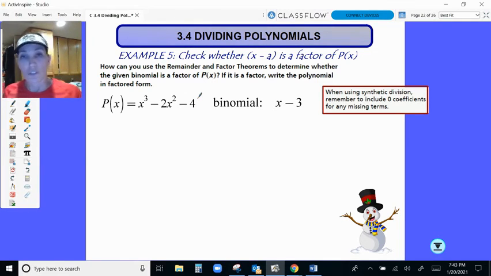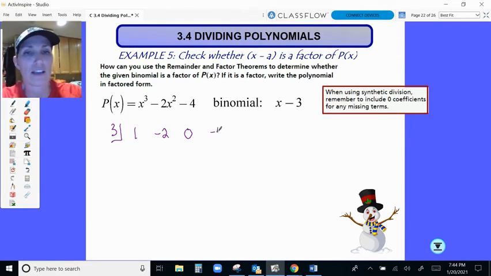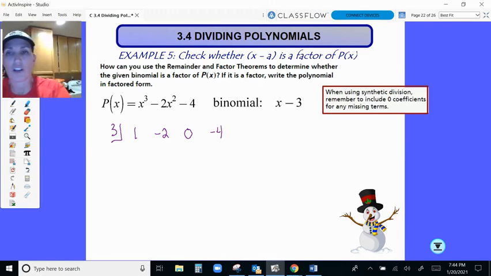So we're just going to use division. Okay, so we divide by the 0, and the 0 here is 3. So I'm going to put 3 here in my house. Make sure all of my exponents are accounted for. 3, 2, I'm missing 1, so I have to put a 0 there. So I'm going to go 1, negative 2, I'm missing my x term, so I'm going to put a 0 there, and negative 4. Got a little reminder over here, when using synthetic division, remember to include 0.